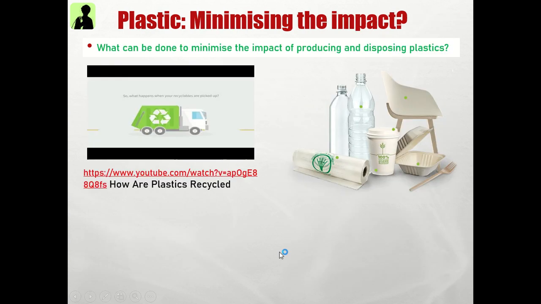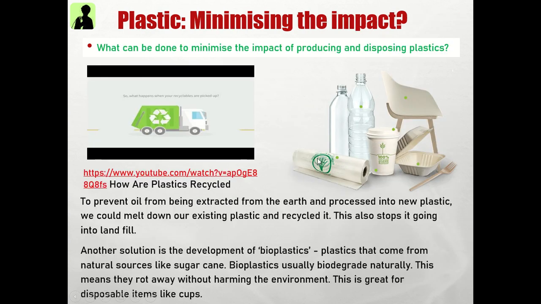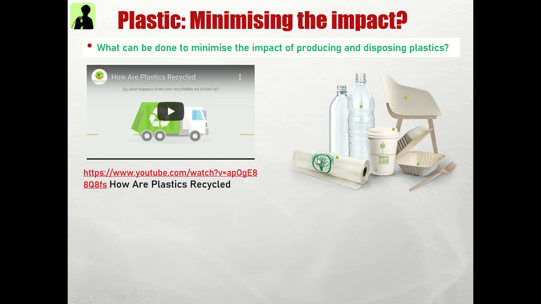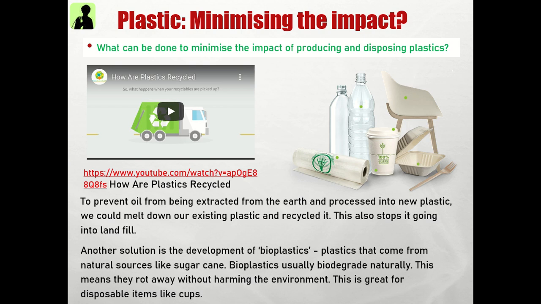Next slide. So what can we do? There are a few things we can do to minimise our impact. Firstly, we can recycle. To prevent oil from being extracted from the earth and processed into new plastic, we could melt down our existing plastic and recycle it. So by recycling, we don't need to extract as much oil in the first place. This also stops plastic going into landfill, which is a benefit.